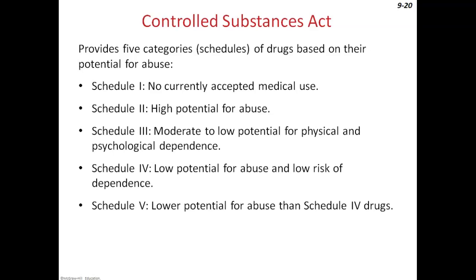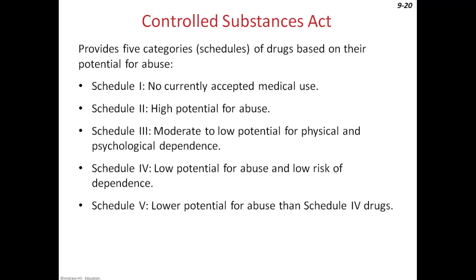The Controlled Substances Act provides 5 categories, or schedules, of drugs based on their potential for abuse. If they have no potential for abuse, they are not considered a controlled substance. So Schedule I currently has no accepted medical use. These are things like heroin, LSD, marijuana, ecstasy, methaqualone.